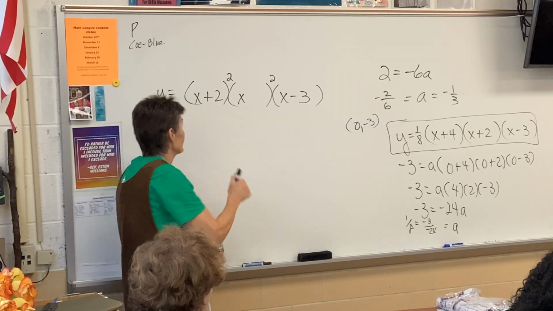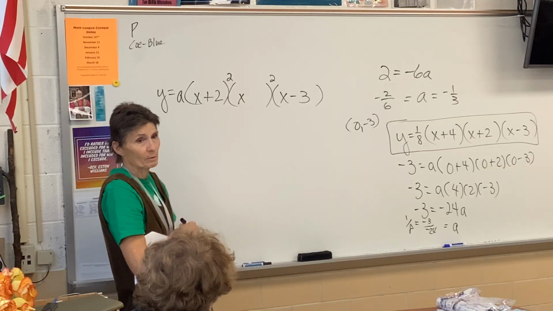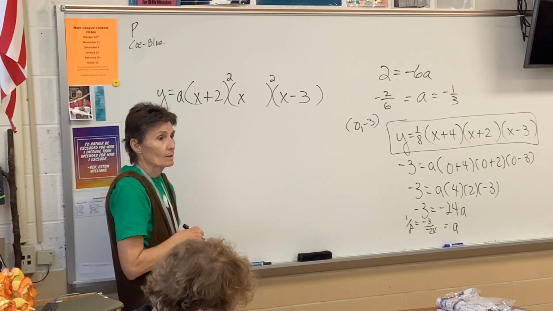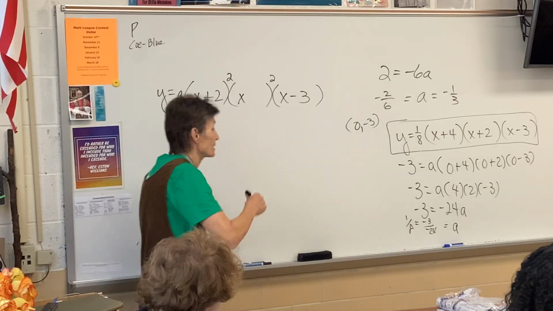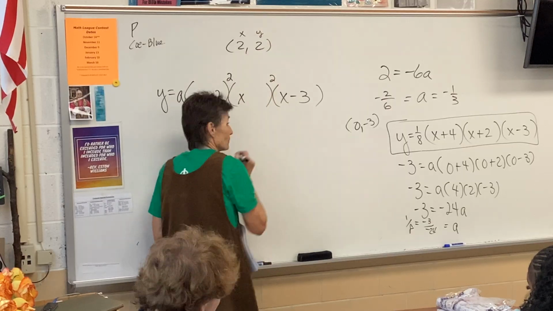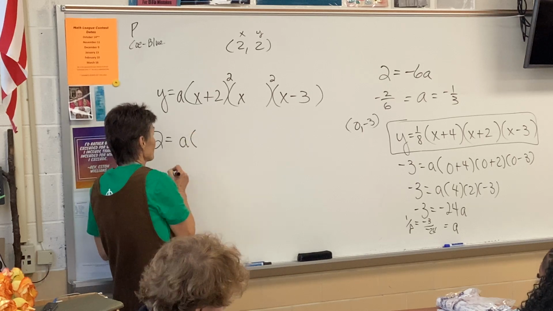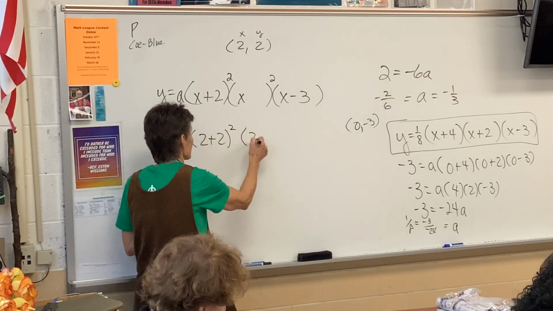You are done, except for that number. We do not know what that number is. How do we find that number? Plug in the other random point, which is, in this case, (2, 2). So 2 goes into y, a, and 2 goes in for all of the x's.